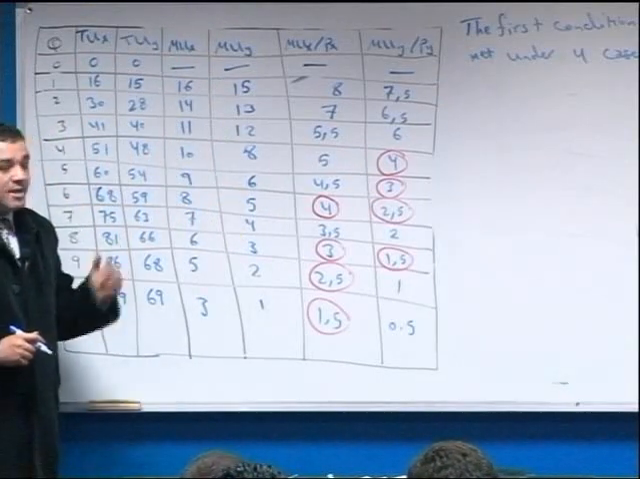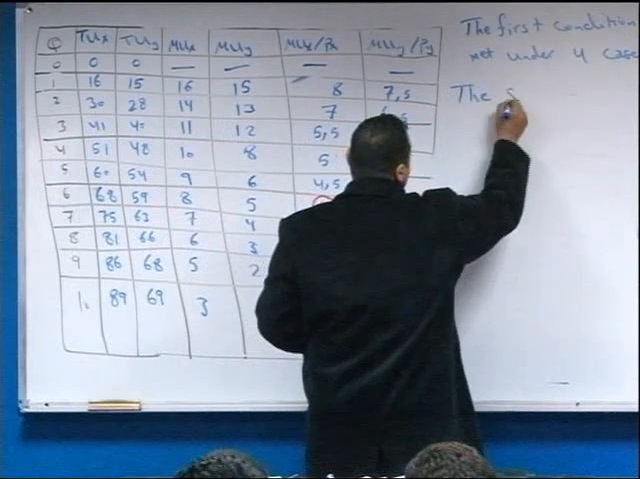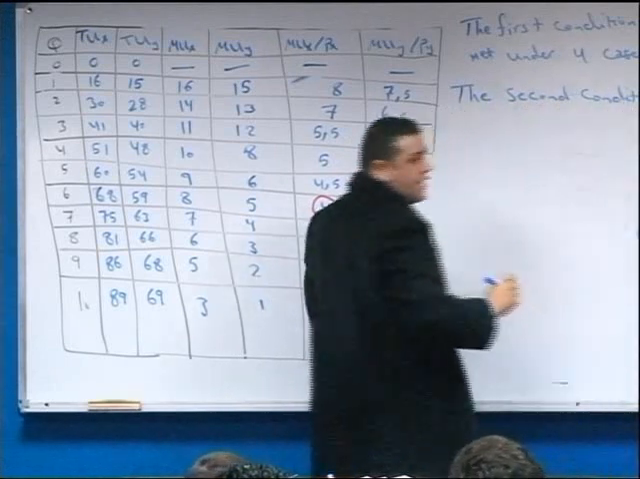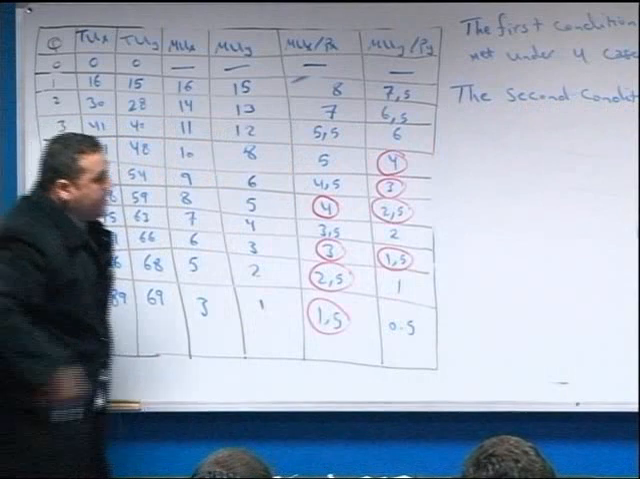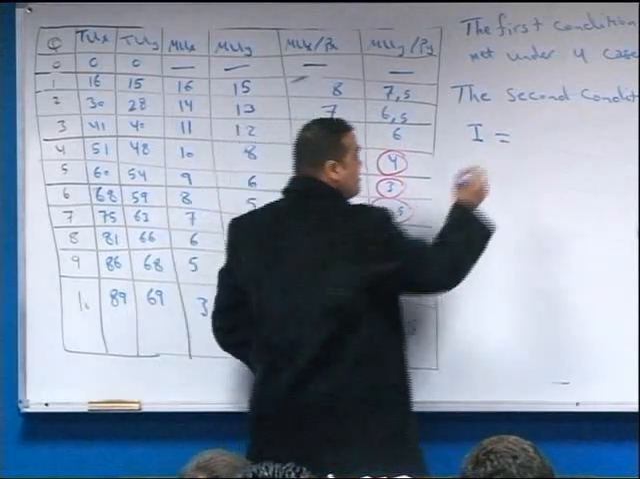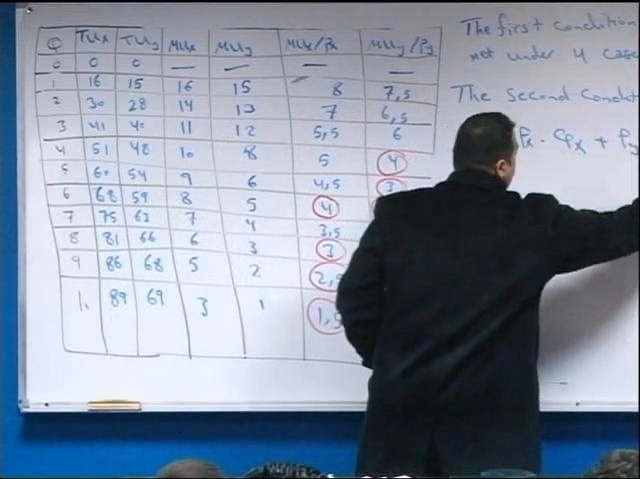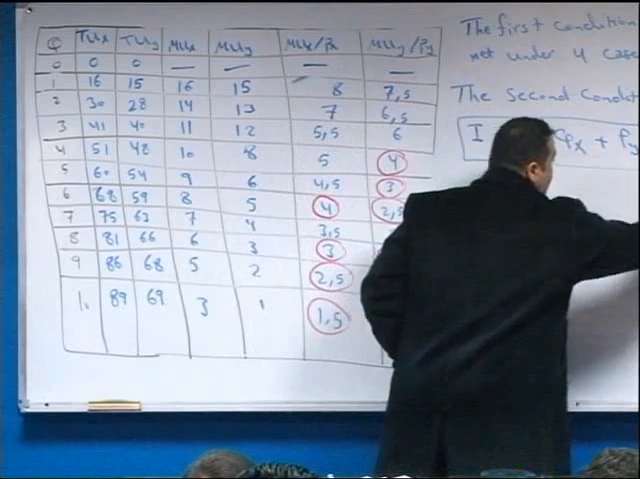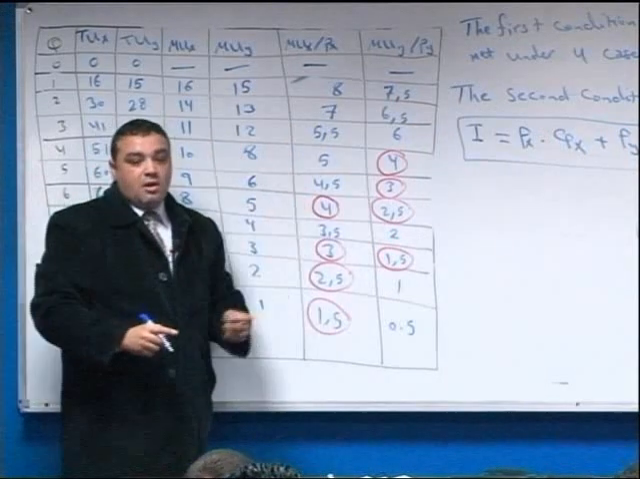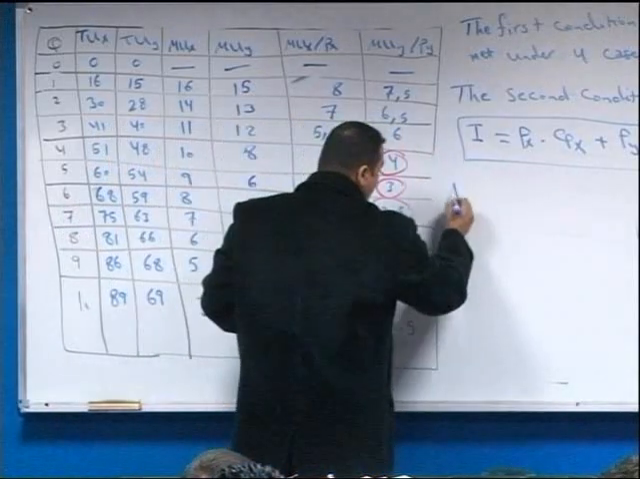What about the second condition? So we have to test the second condition. The second condition, as we mentioned, is when the consumer income I equals price of X times QX plus PY times QY. This is the second condition. So let's take the first case, at 4, when the marginal utility of the last dollar spent on X and Y are equal at 4.